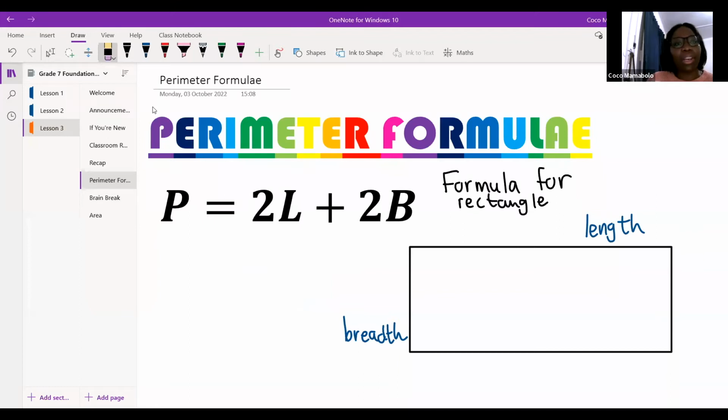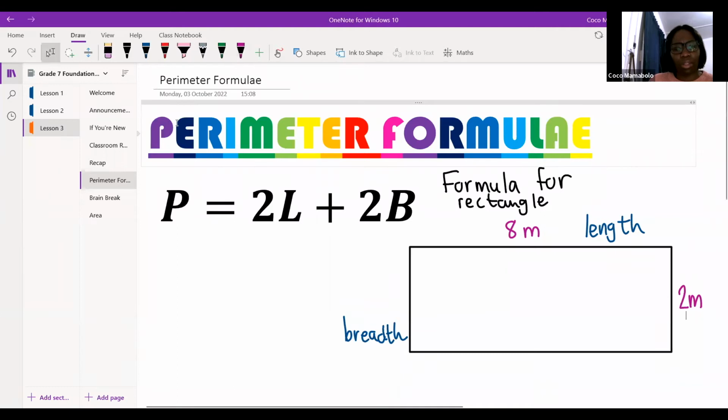Okay, so this stuff is easy. It's very easy. I'm going to need another volunteer because I'm going to change my numbers now. So if my length over here is 8 meters and my breadth is 2 meters. Guguletu, let's do this one. Masichaba, don't put your hand down. We're going to do another one.